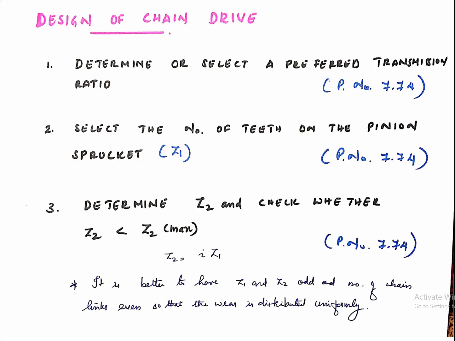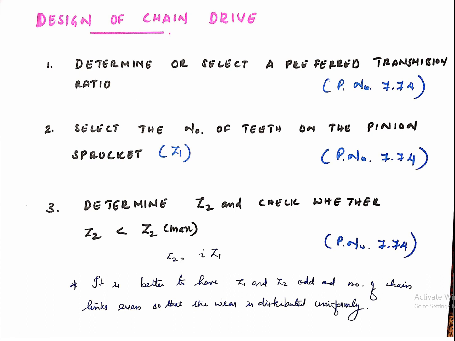The basic design procedure starts with determining or selecting a preferred transmission ratio. There are two terms here: you can either determine or select a preferred transmission ratio. If in the question the RPM of the smallest sprocket as well as the RPM of the largest sprocket are given, you can directly find the transmission ratio using the ratio n1 by n2.